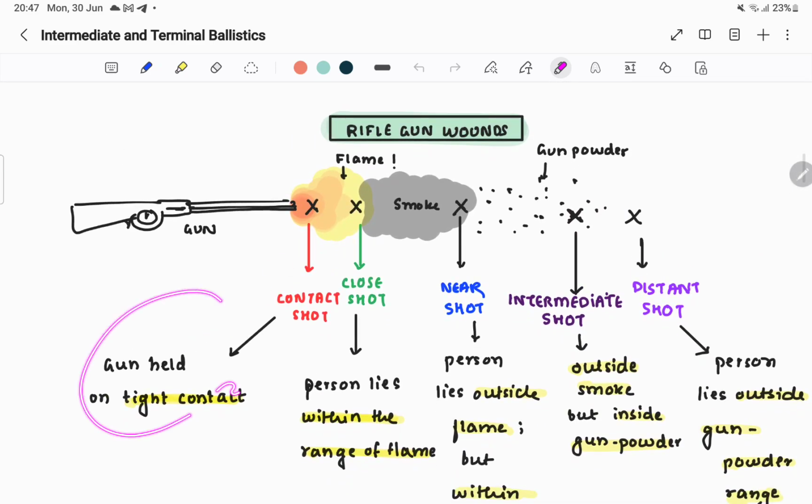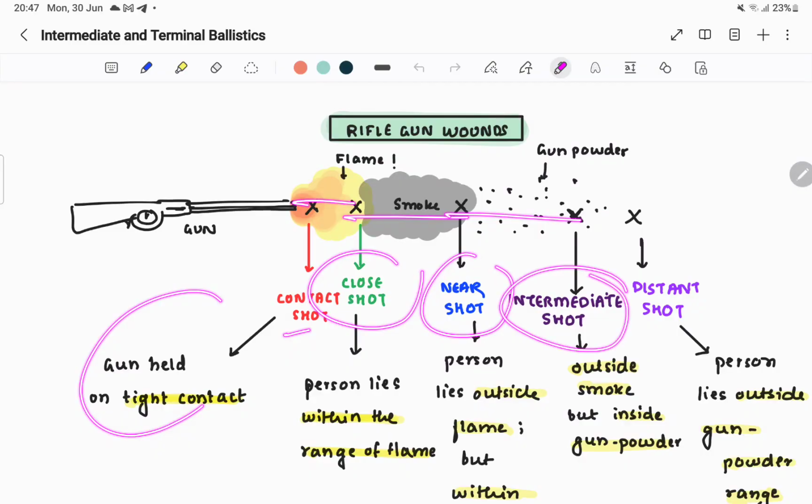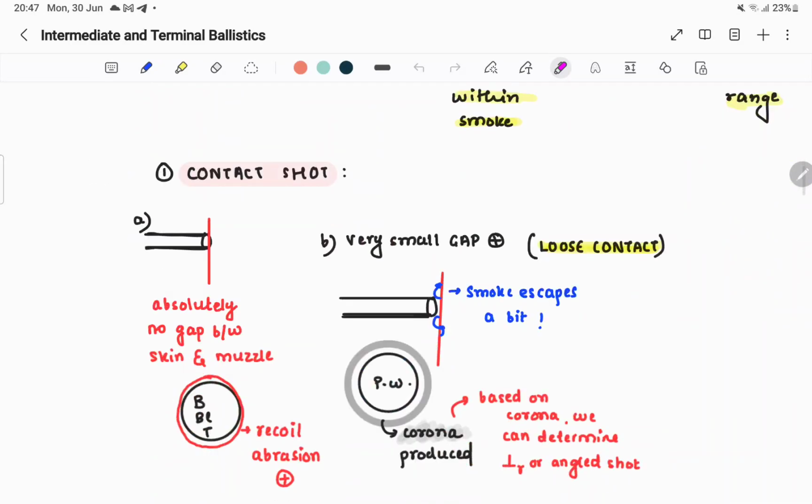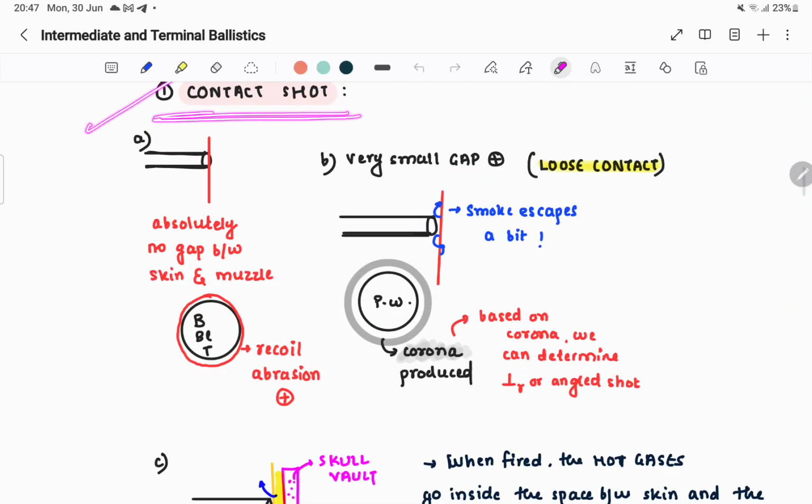So within tight contact, contact shot. Within flame range, close shot. Within smoke range, near shot. Within gunpowder range, intermediate shot. Outside gunpowder range, distant shot. Understood? Let's talk one by one, starting from close shot.